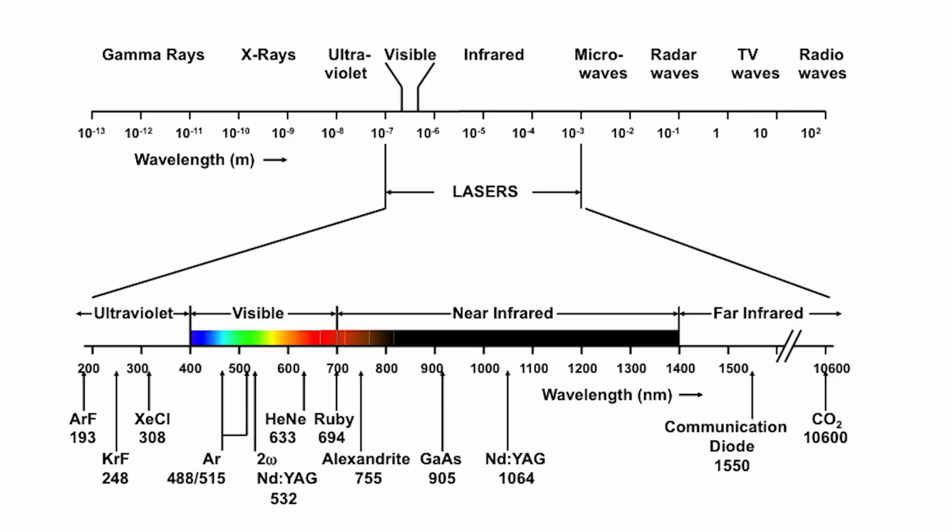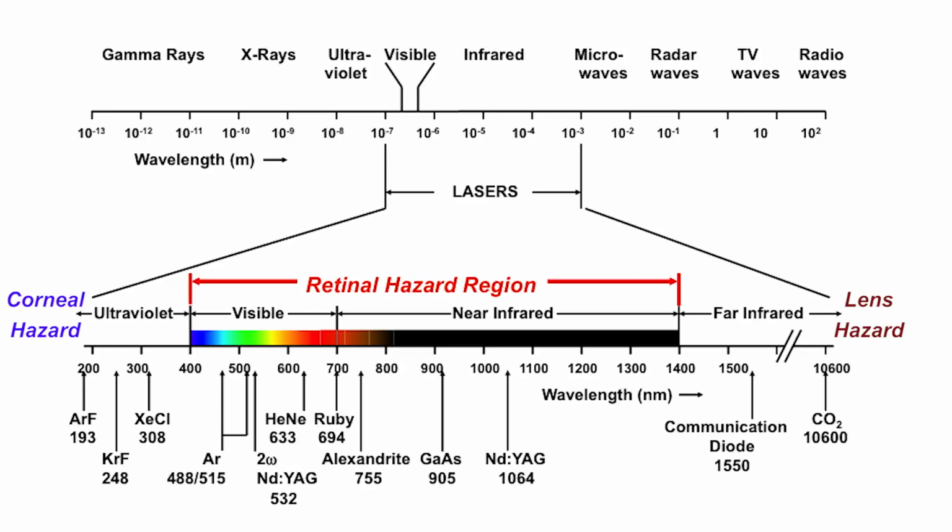The region that you're exposed to determines how it may affect your eyes. Lasers in the UV range can cause damage to your cornea. Lasers in the far-infrared range can cause damage to your lens. Lasers in the visible and near-infrared range can both cause irreversible damage to your retina. However, the near-infrared range is also invisible, making this the most hazardous region to work with.